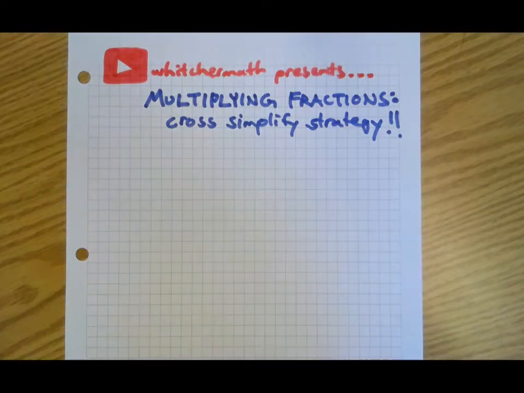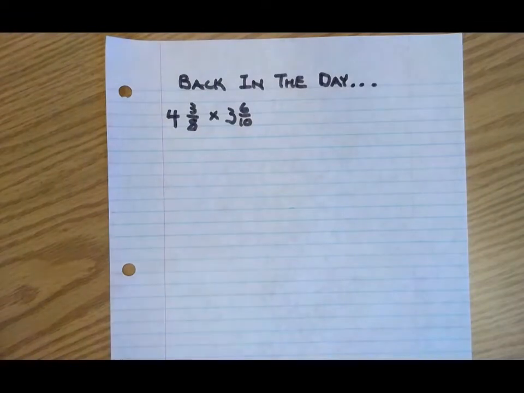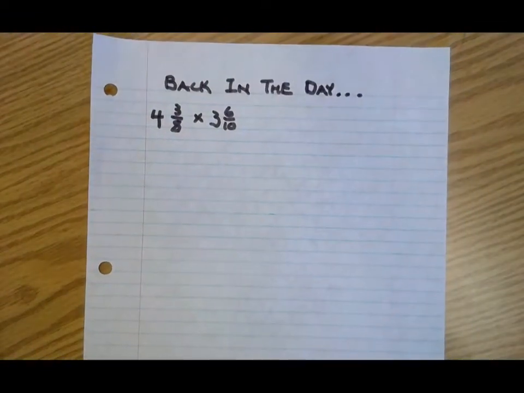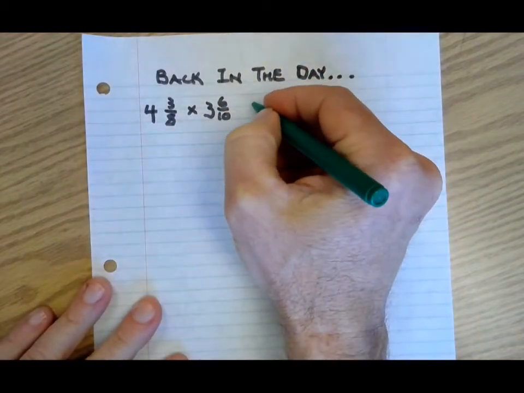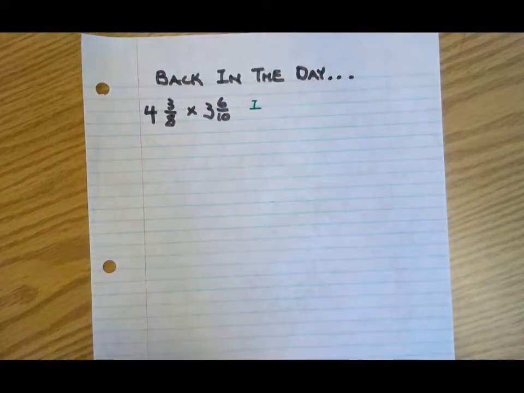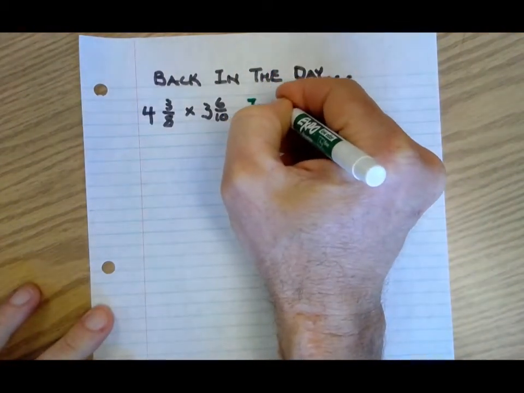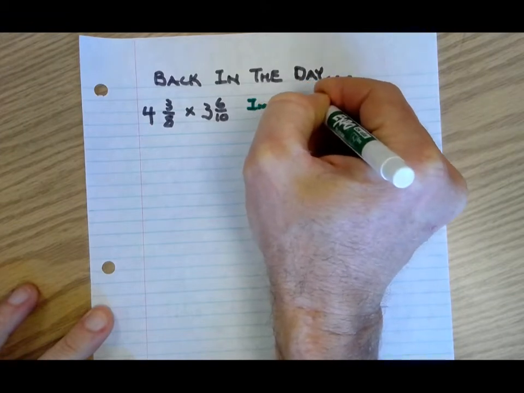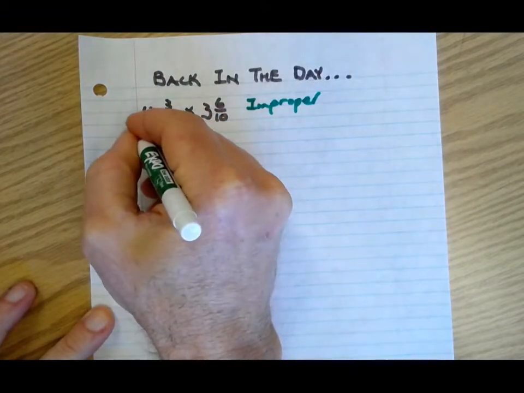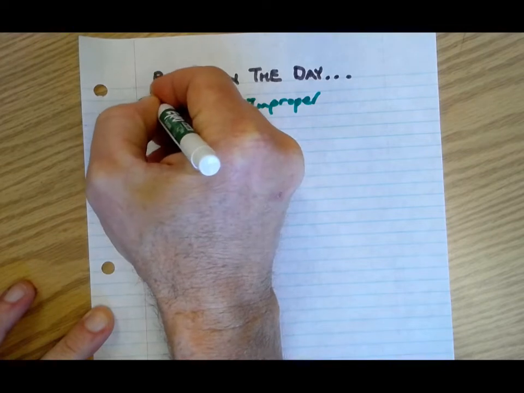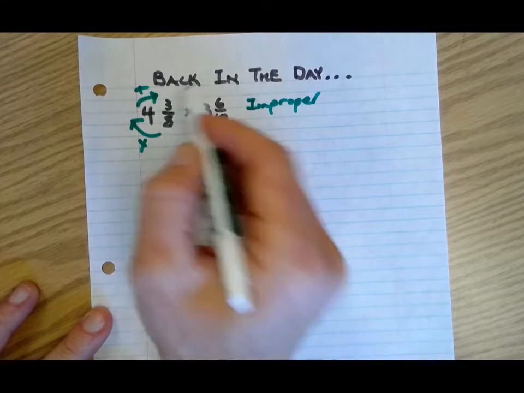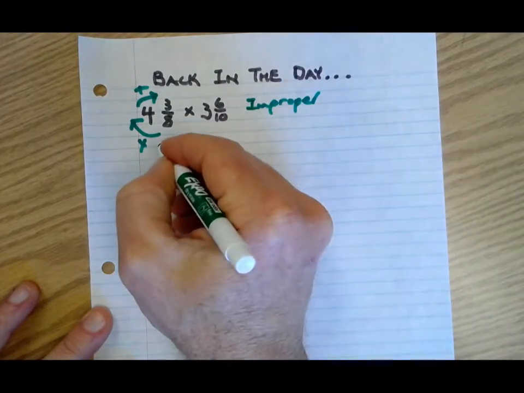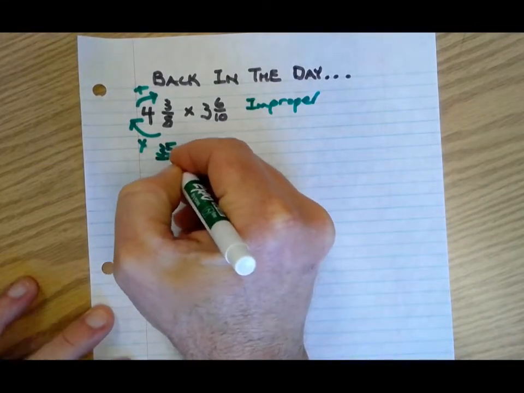For example, back in the day, you might get a problem like this, and you would change it to improper fractions. Improper means get rid of this mixed number by multiply and add. So what's 8 times 4? Yep, plus 3. Good. 35, and then we keep the 8 on the bottom.